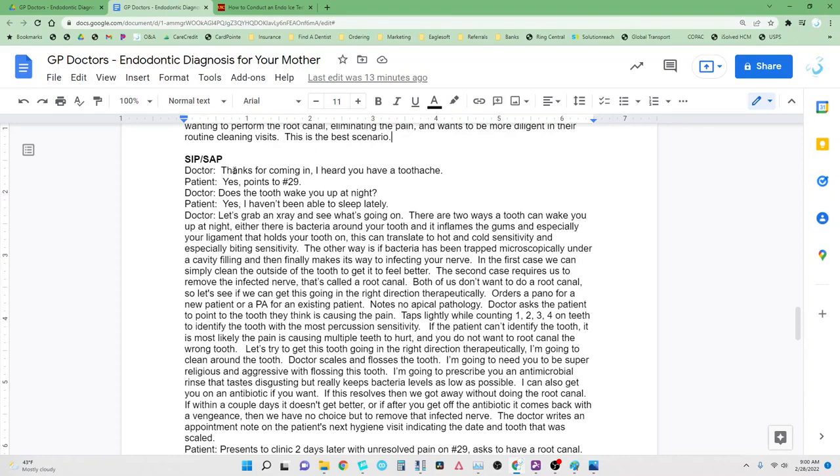What are we grabbing? We're grabbing a PA for an existing patient, okay? So we say the exact same scenarios. Two different ways that this could be caused. One, bacteria on the outside of the tooth, or bacteria on the inside of the tooth. Again, do you see that we are saying the exact same thing? In fact, when I came up with this little narrative, I copied and pasted the same thing, okay?